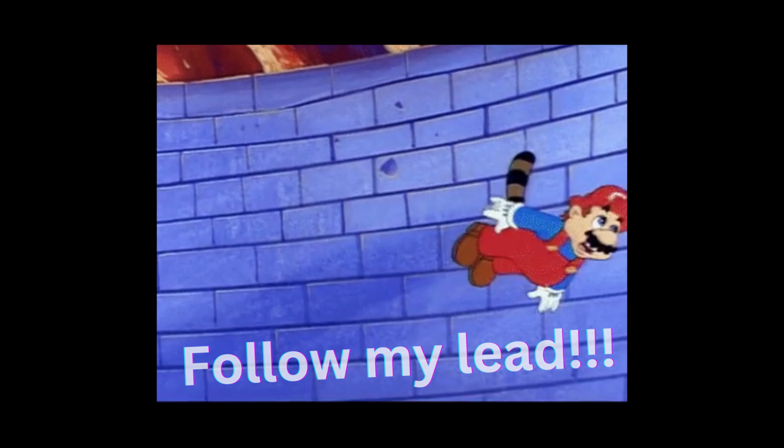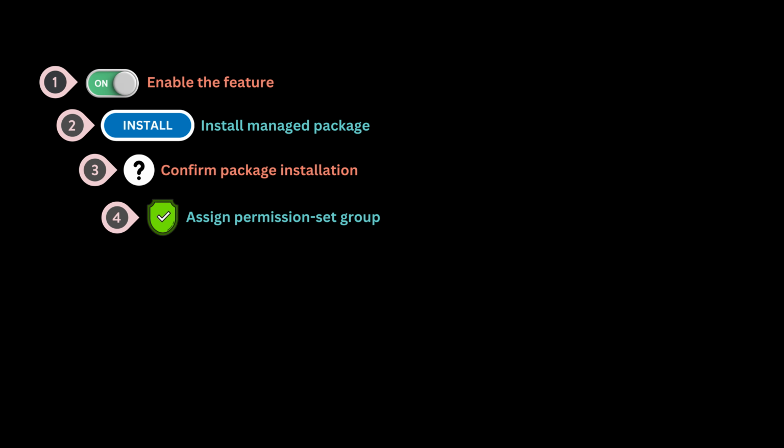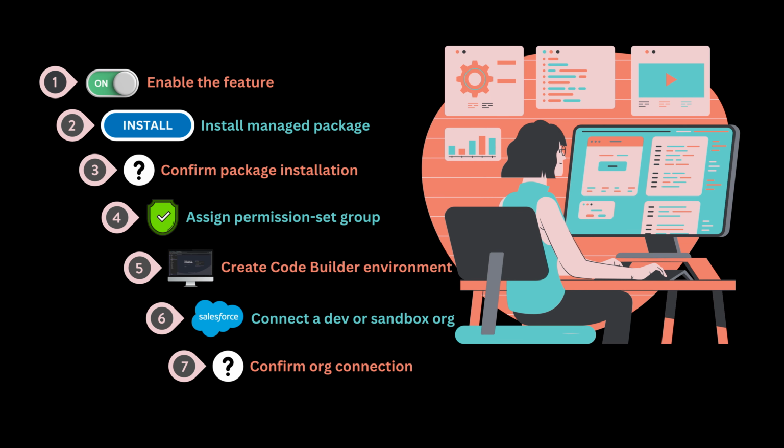Here are the steps you need to follow to get started with Code Builder. Enable the Code Builder feature, install the managed package, confirm the installation of the package, assign the permission set group to developer users, create a Code Builder environment, connect to a dev org or a sandbox org, confirm the connection to the environment, and then start developing.